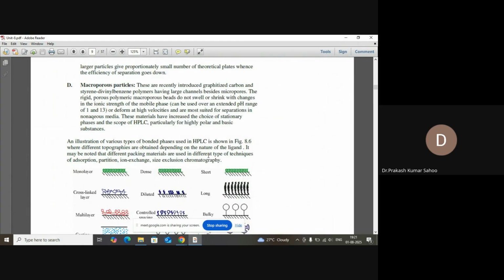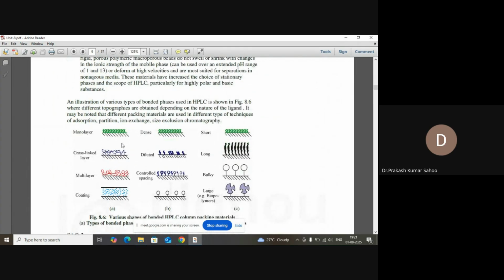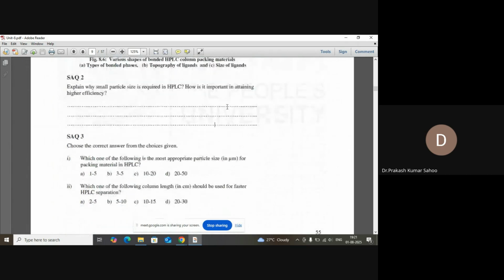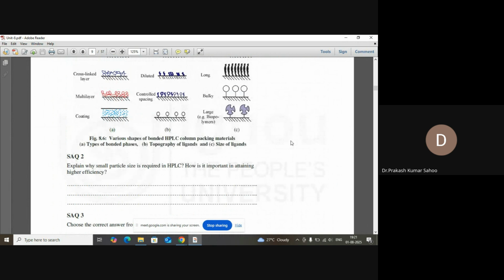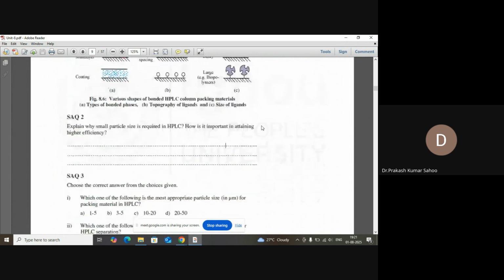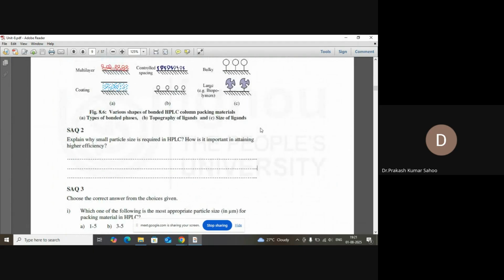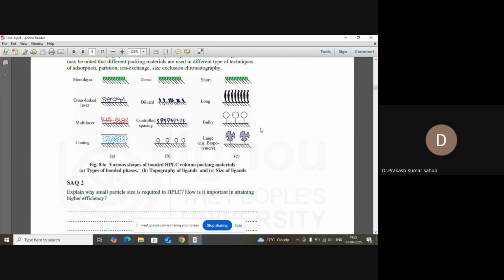Then you have macroporous particles: a monolayer, dense and short, cross-linked, diluted and long, multi-layer, controlled spacing and bulky coating. B and C are both large, these are your biopolymers. So these are various shapes of bonded HPLC column packing material. A is the types of bonded phases, topography of ligands, size of ligands.